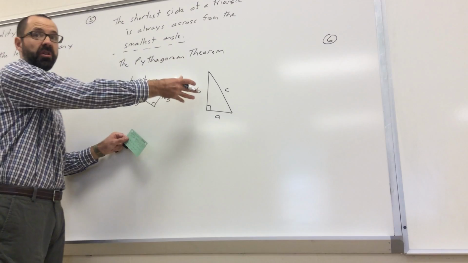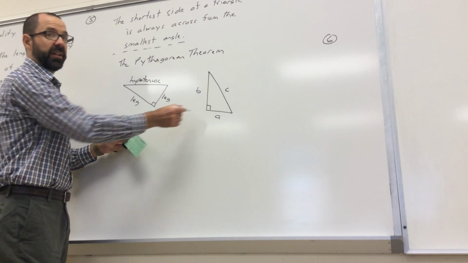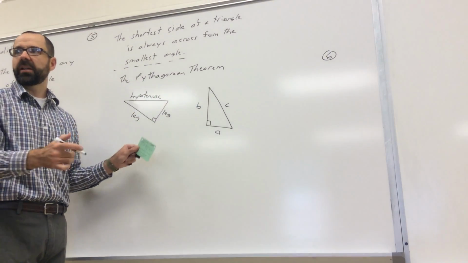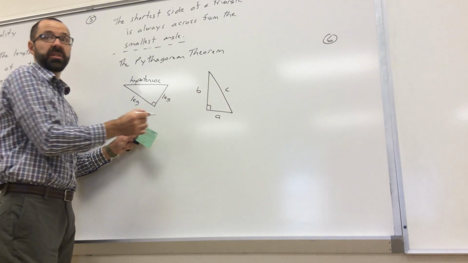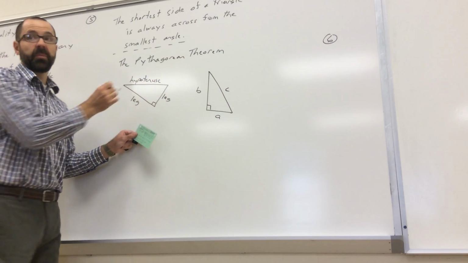Notice I turned the triangle. This time the 90 is here. It could be turned any which way. The side across from the 90 is the hypotenuse. So C is the hypotenuse in this picture. And then, of course, this is the hypotenuse in this picture.